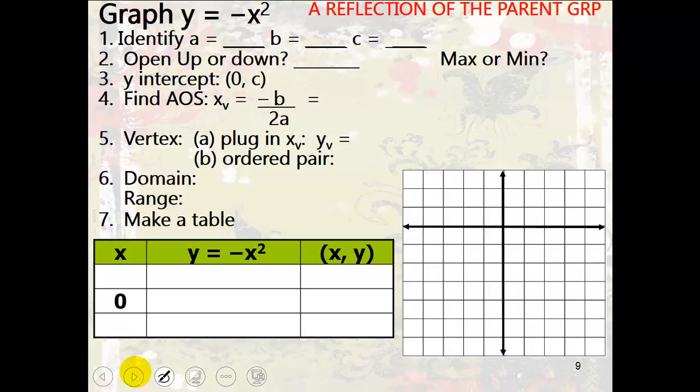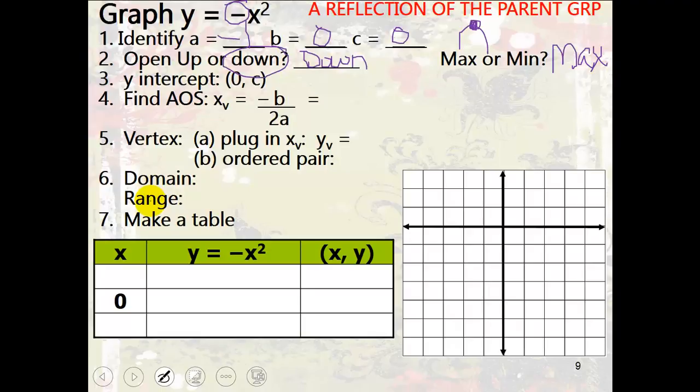This is a reflection of the parent curve because there's a negative out in front. So that means A is negative 1. Now I know this feels different than when we're in vertex form for the transformations, but keep your signs with your coefficients for this, okay? B is 0, C is 0. This is going to open down, and that's because A is negative. So it's going to kind of go like this. That means my vertex is going to be a maximum. Where it bends, it's going to be the highest point.